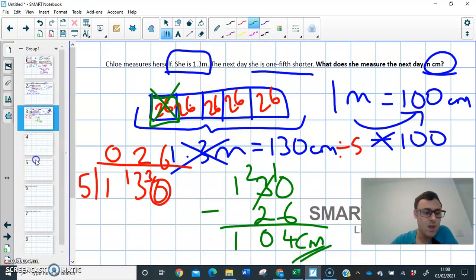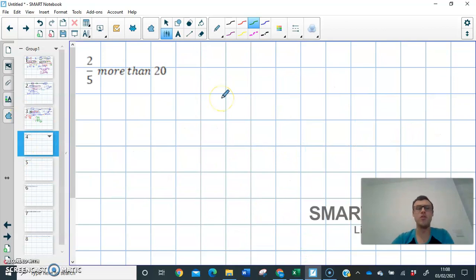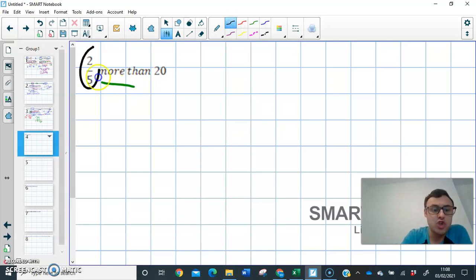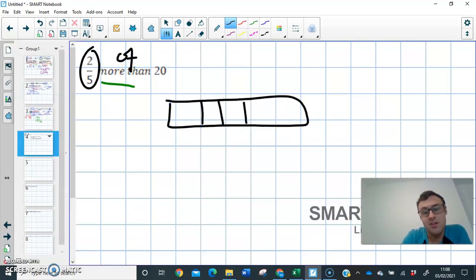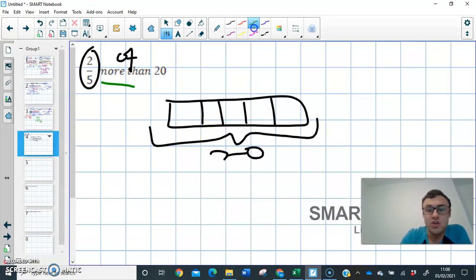Okay? Now, you've then got questions, some of you, which look a little bit like this, which is 2/5 more than 20. So first thing I'm going to do is work out what 2/5 of 20 is. And you know how to do that. I draw myself a bar, I split it into 5. This is representing 20. I work out what each of these are by dividing 20 by 5, which of course is 4. So each of these are worth 4.